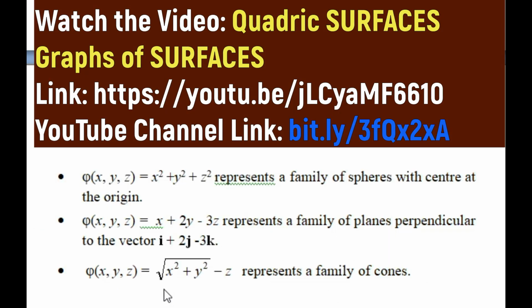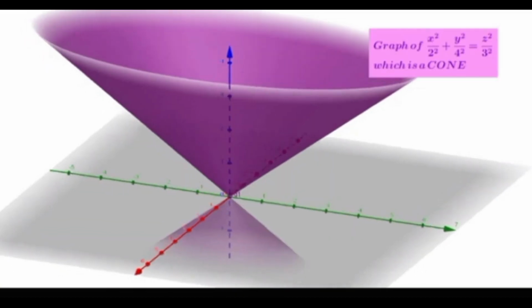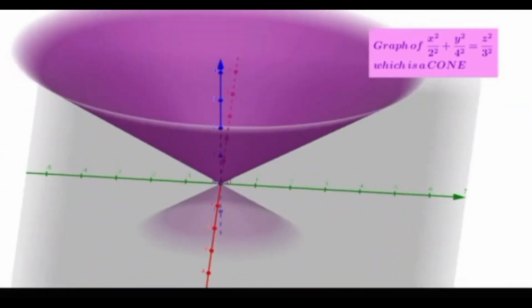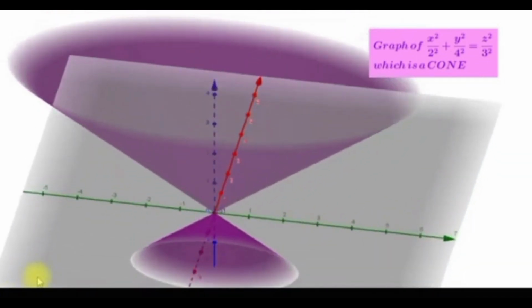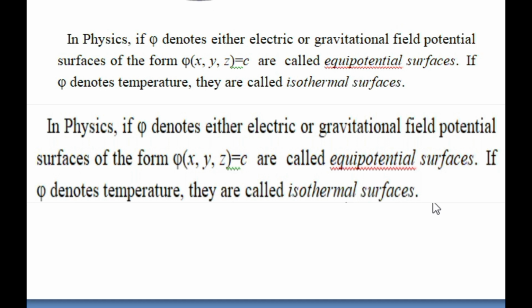P of xyz is equal to square root of x square plus y square minus z represents a family of cones. In physics also, the level surfaces have a special name, and such surfaces are called equipotential surfaces. If phi denotes the temperature, they are called isothermal surfaces. Equipotential surfaces occur in the case of gravitational field or electric potential and so on.